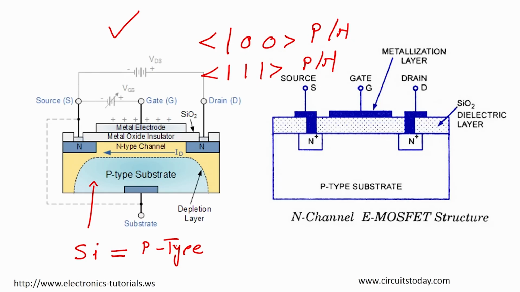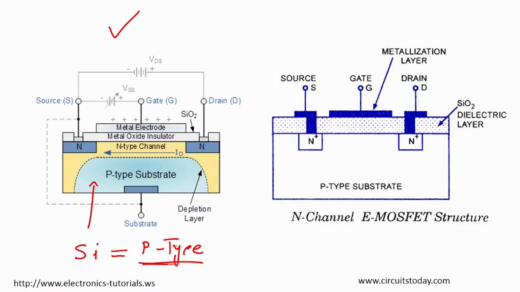Now let us see this particular figure. There is a p type substrate. Then there is an n type diffusion, you see here, source and drain. So n type diffusion is done to form the source and the drain, right. In the p type substrate I am doping my impurity which is n type, so that this is my n type source and drain.